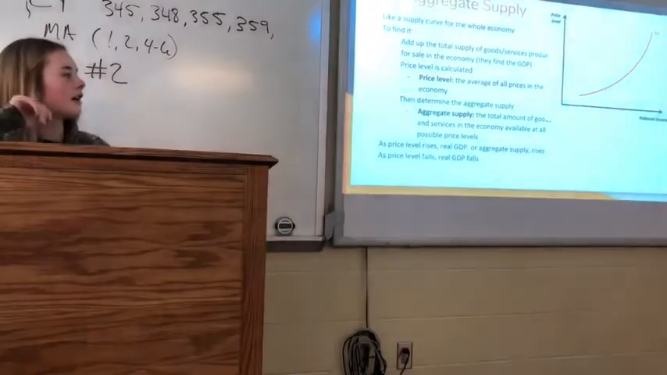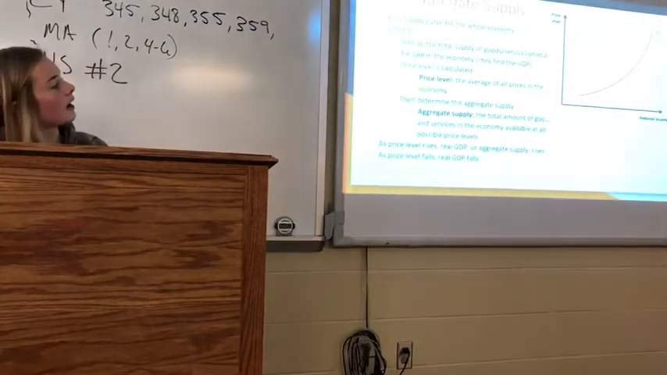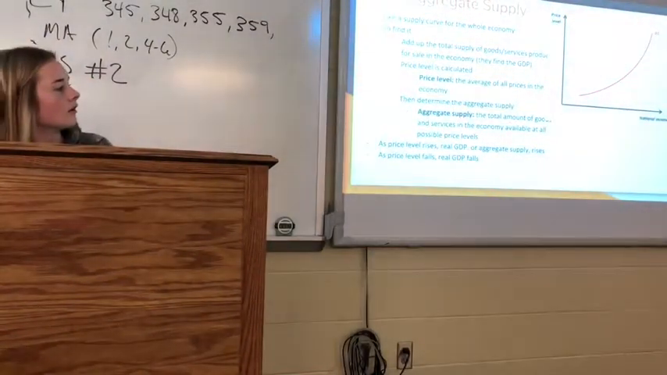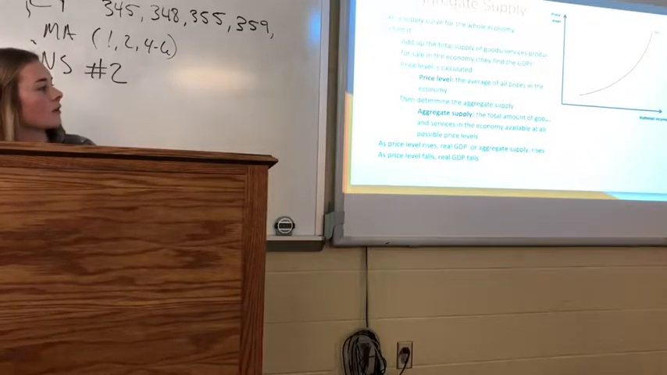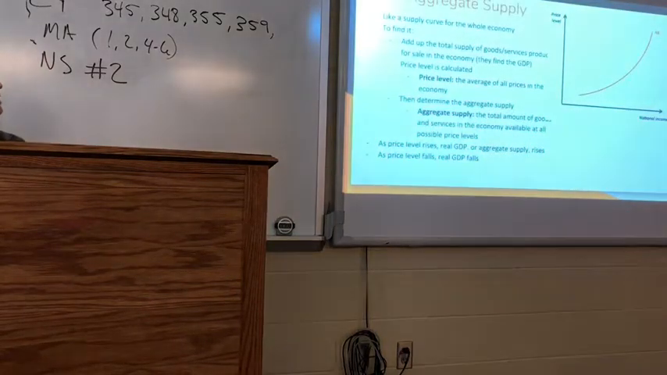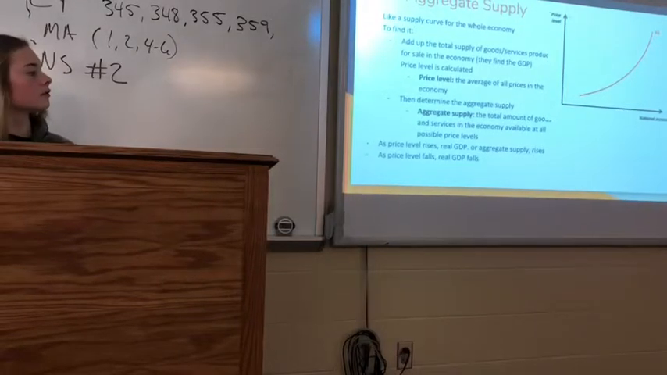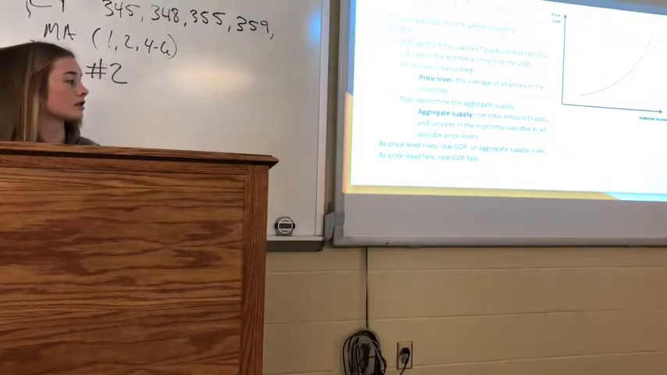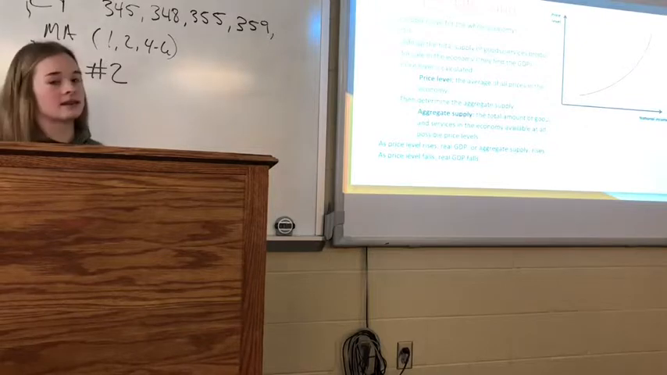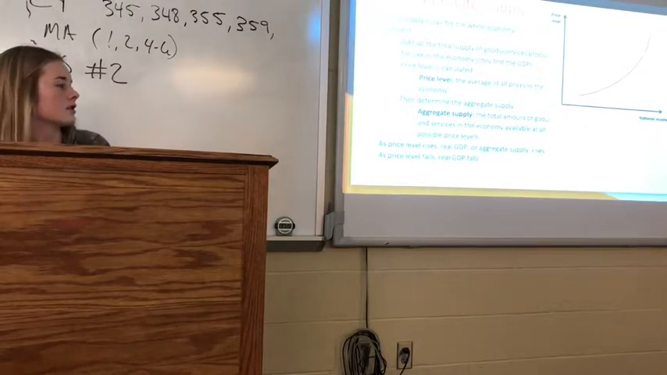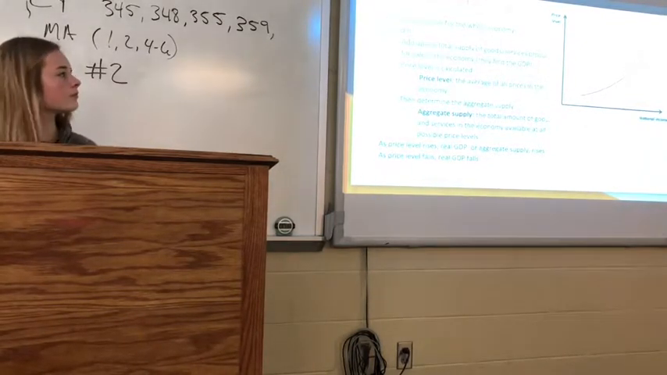So after that, they determine the aggregate supply, which is the total amount of goods and services in the economy available at all possible price levels. So basically, as the price level rises, real GDP or aggregate supply rises. And as it falls, so does the real GDP.